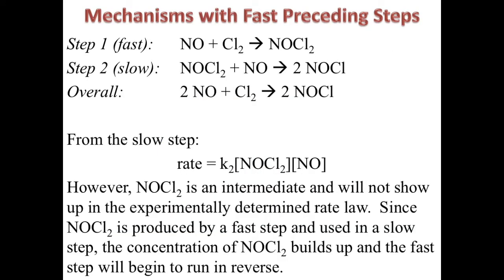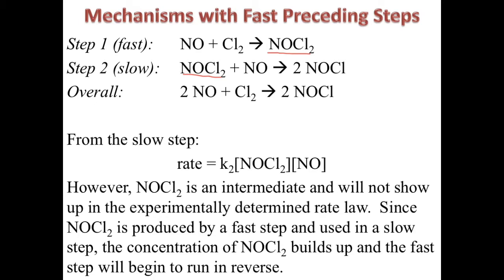In some cases, the first step is not a slow step. Instead, it is a fast step that quickly reaches equilibrium, because the product of step 1 cannot be used as quickly as it's made. So part of the reverse reaction occurs. From the slow step, we get rate equals the rate constant times NOCl2 times nitrogen monoxide, NO. However, if we look at it above, NOCl2 is an intermediate and should not show in the experimentally derived rate law.